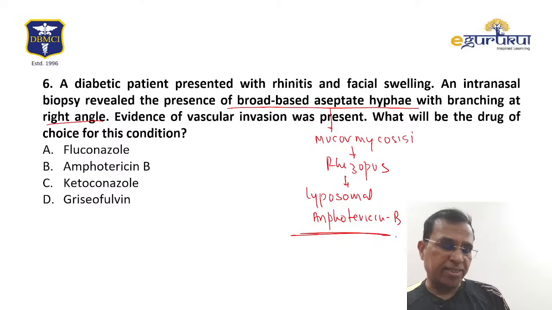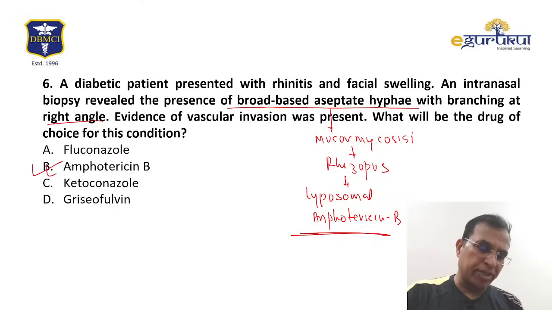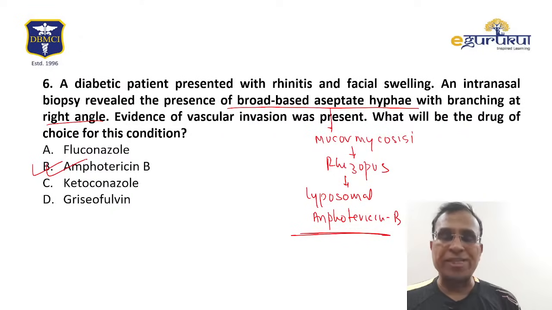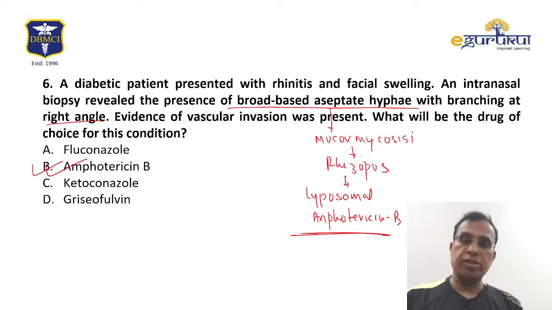So in this case, amphotericin B is given in the choices, so that becomes your best answer out of the lot. So it is the drug of choice. This is the drug of choice in mucormycosis. So this becomes your correct answer.